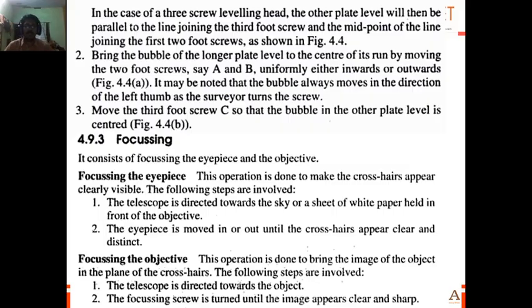These are the temporary adjustments: centering, leveling and focusing. These are the 3 steps to be followed, right? I hope you have understood the permanent and the temporary adjustments, right?